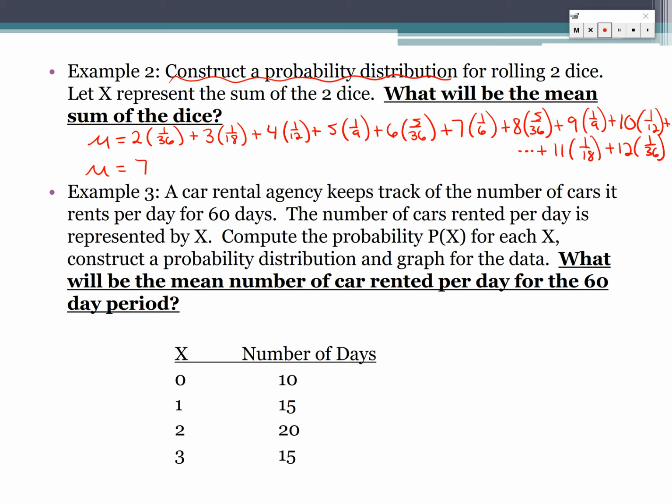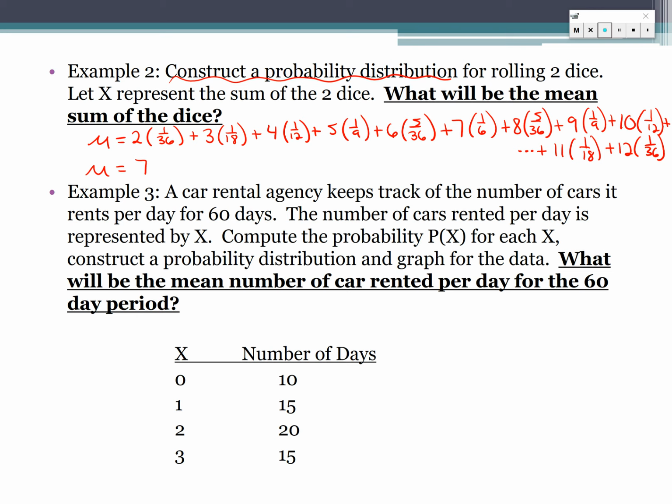Now this one's a little bit longer. It takes a lot of entering things into your calculator. The mean should come out to be 7. So I do want to give you guys a chance here to make sure you're okay with entering that in your calculator. If you're okay with number 2, I want to go ahead and let you try number 3.